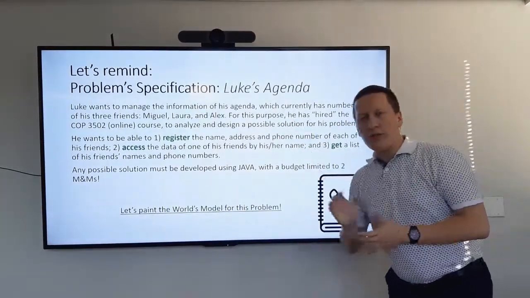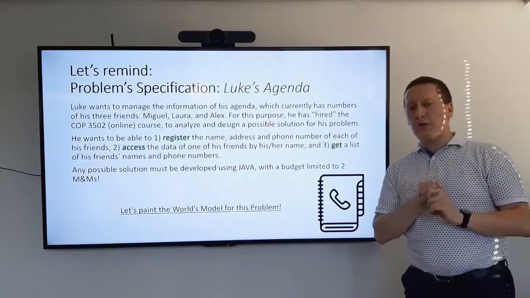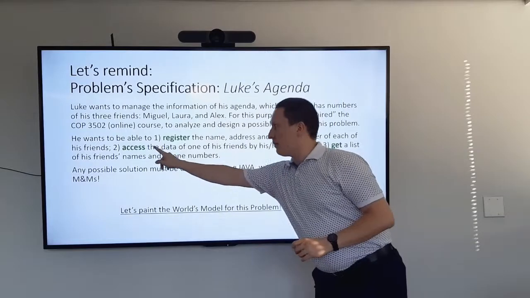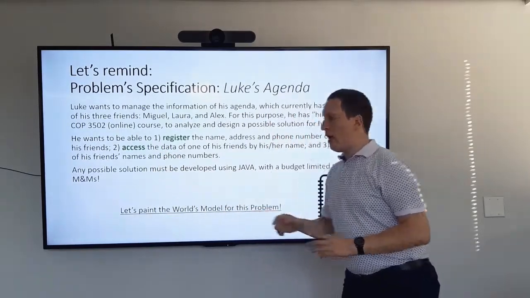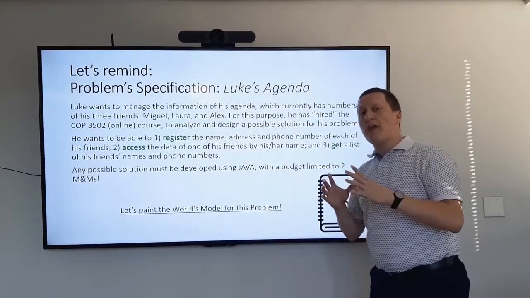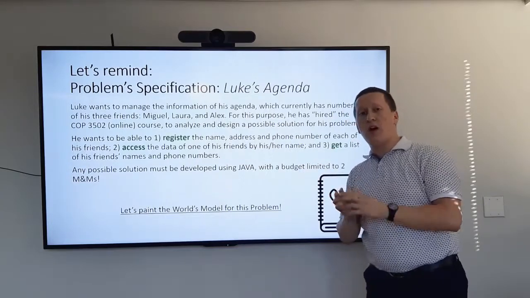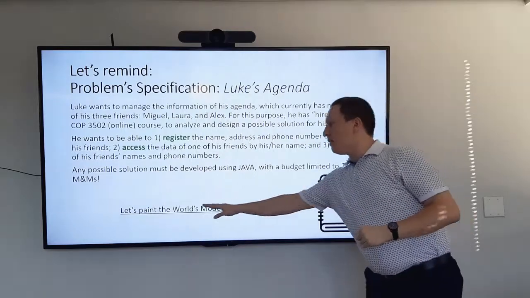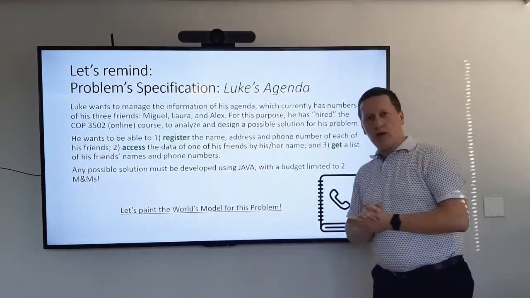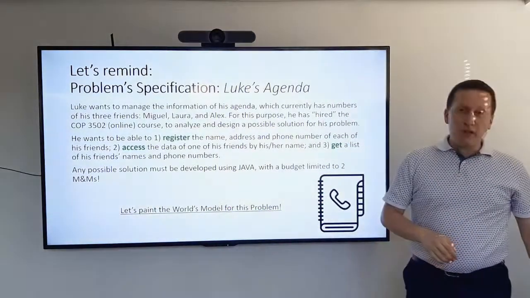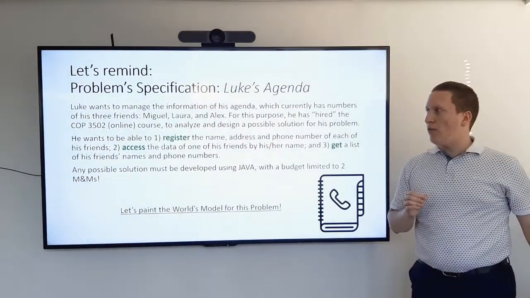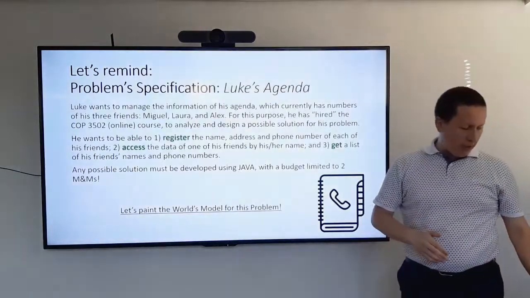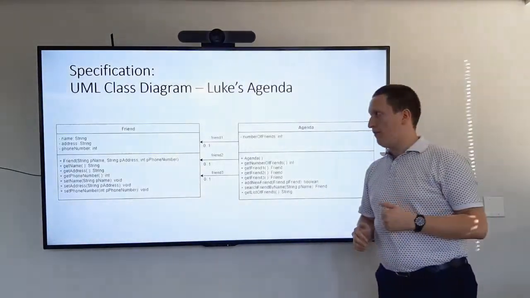So, based on this context, in which we have already identified different functional requirements and non-functional requirements, and a part of the elements that we know are happening in this context, which are the agenda and the friends, we get to paint the world's model for this project. For this, we're going to use UML, which is the Unified Modeling Language that we will be using throughout the course, as you have already seen.